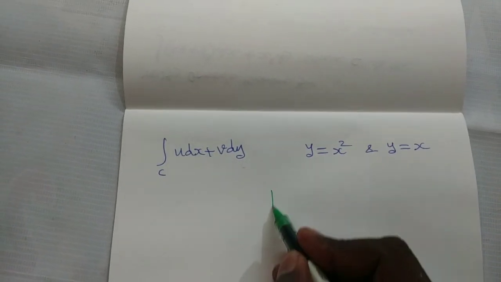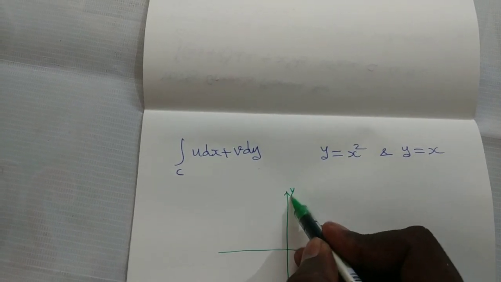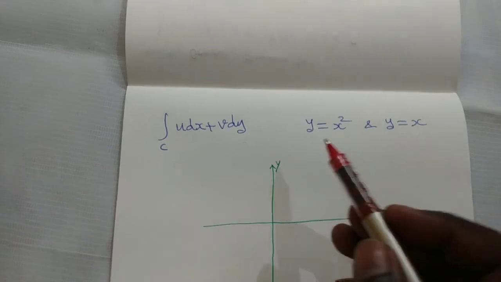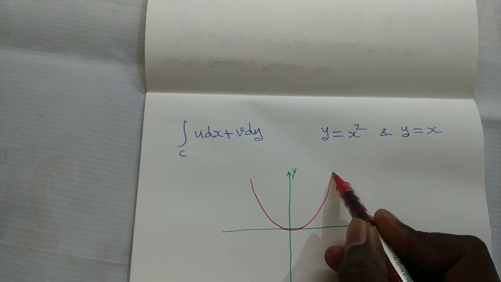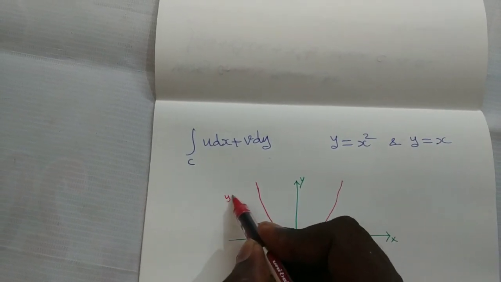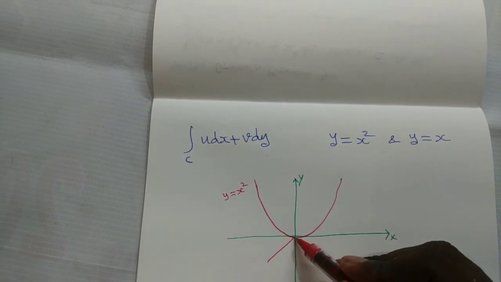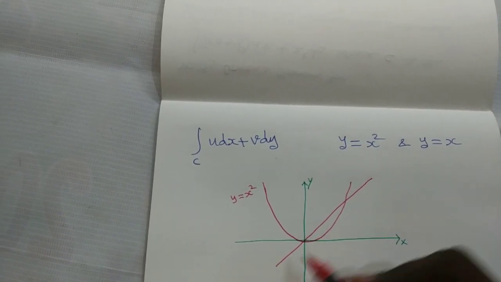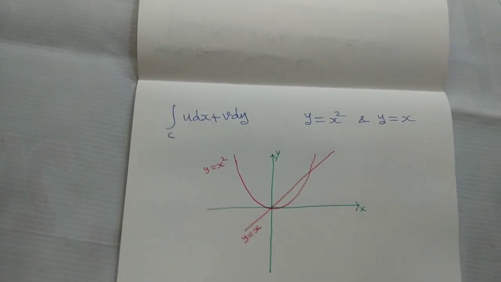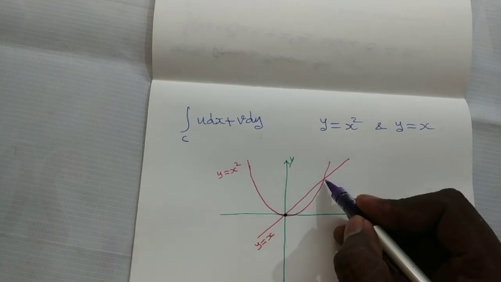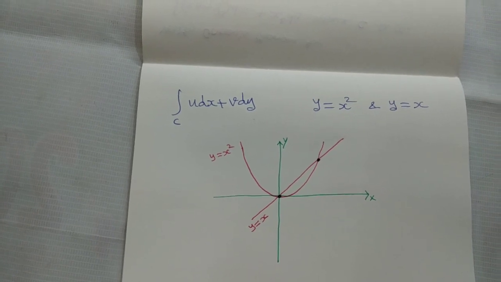So now this is the y axis, this is the x axis. Now the parabola is y = x², which opens upward like this. And now the straight line y = x passes through the origin like this. So here the points of intersection are, this is one point of intersection, this is another point of intersection.